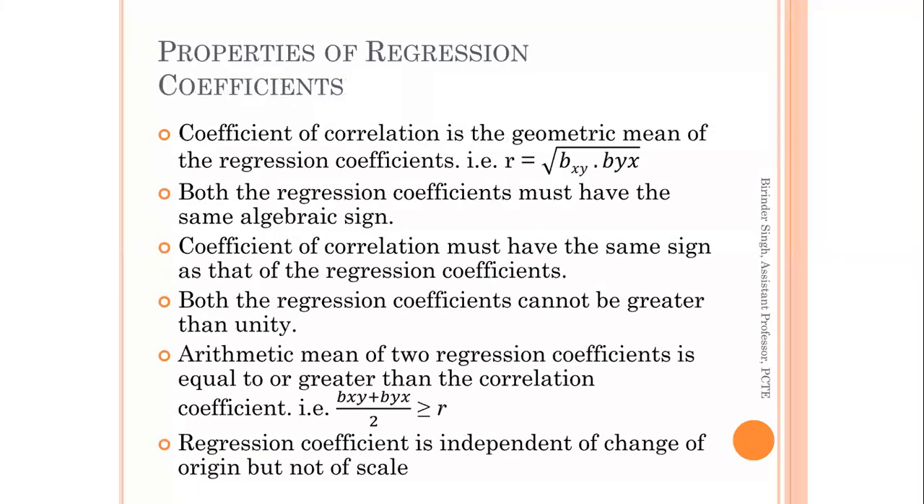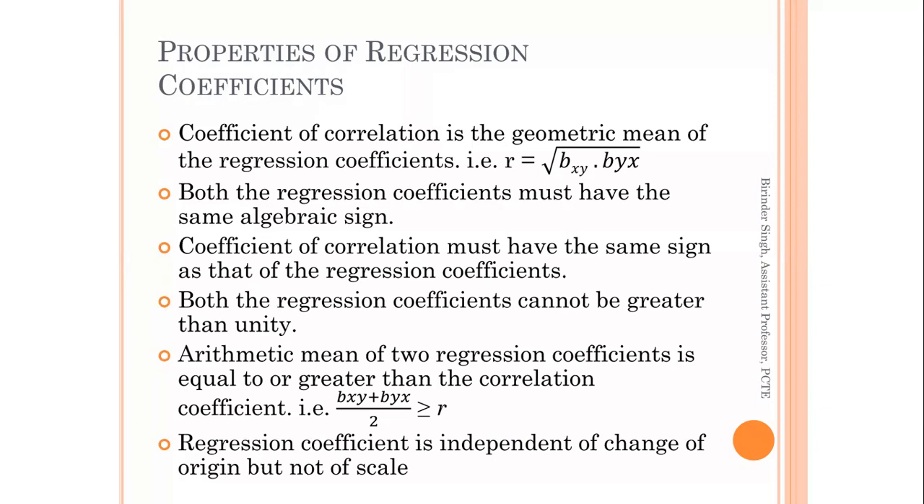So what are the properties of regression coefficients? The coefficient of correlation is the geometric mean of the regression coefficients. That means the correlation coefficient is nothing but the square root of byx into bxy. This is the relation between r and the regression coefficients. Both regression coefficients must have the same algebraic sign, that is, both should have the same sign, for example positive. The coefficient of correlation must have the same sign as the regression coefficients.